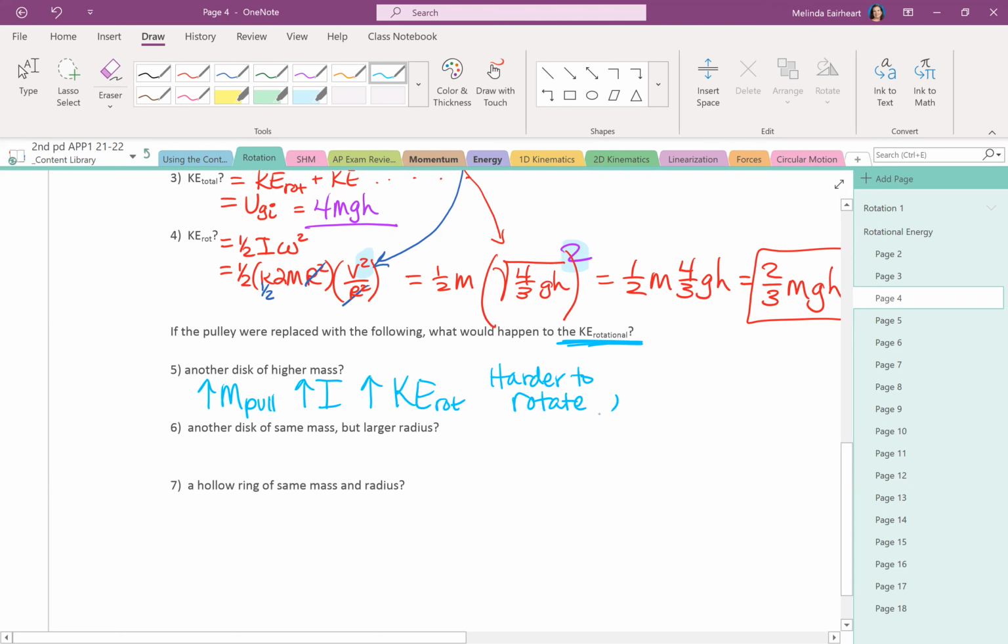And if the question had said translational, that 4 MGH stays the same, but now I have more in rotational. How much is left for the translational motion? Less.